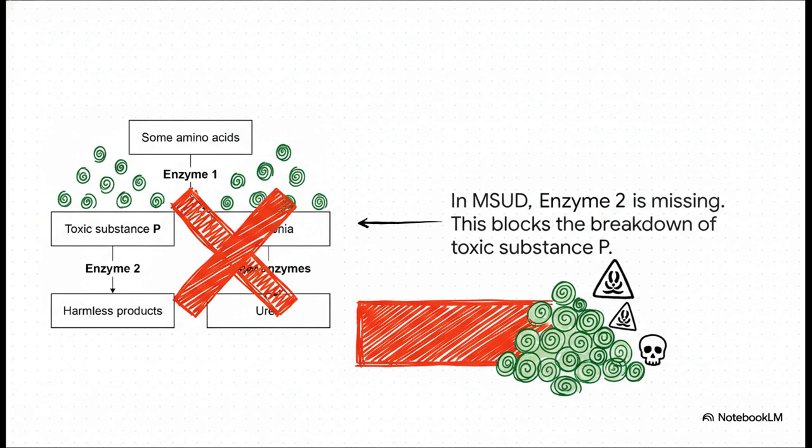Think of it like a roadblock. This enzyme's job is to convert toxic substance P into something harmless. Without it, the pathway is completely blocked. The substance is still being made, but it's got nowhere to go and just starts piling up.